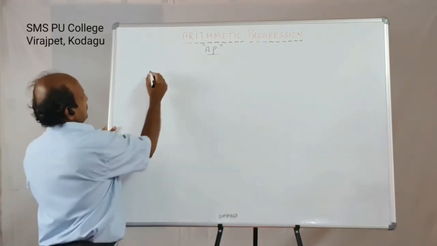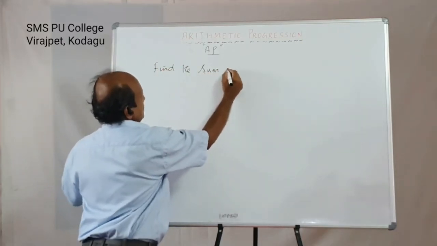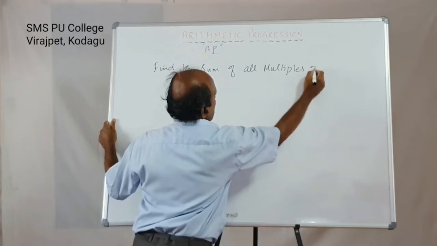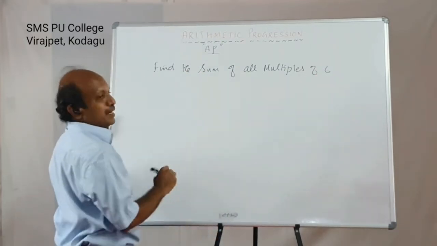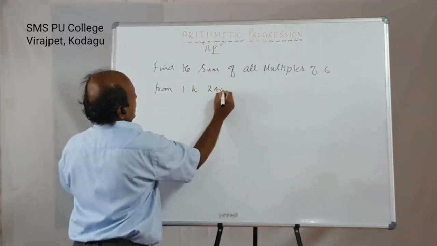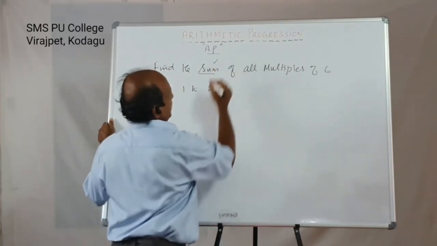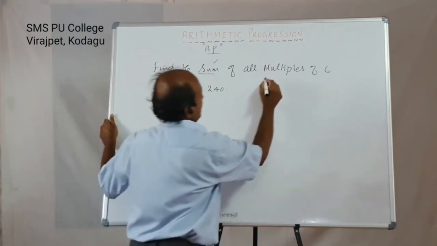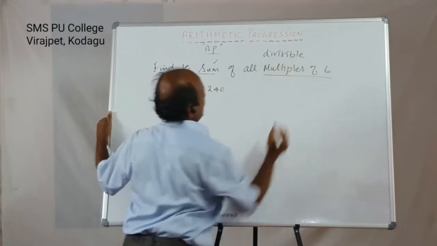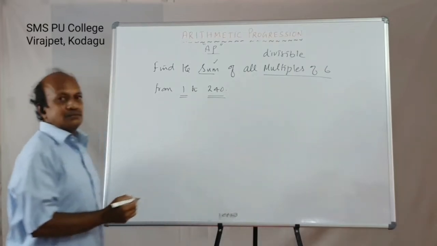Find the sum of all multiples of 6, that are divisible by 6, from 1 to 240. What is required? The sum. The second point you have to remember is that it should be multiples of, or divisible by, 6. The third point is the range, 1 to 240.